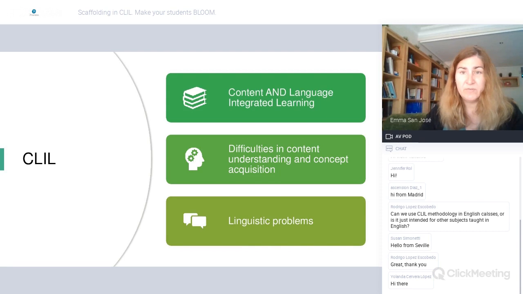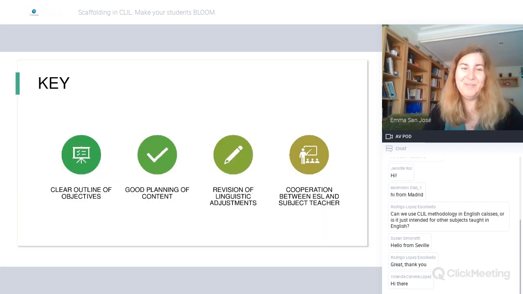And we have another scenario in which the subject teacher is not really skilled, is not confident, or doesn't feel safe teaching that subject in another language. And again, we'll have to adjust, and maybe ask for help from the language teachers, perhaps. So in any of these scenarios, what's key is to plan properly. And when we say plan properly, I mean exactly that. Outline the objectives. That's essential.